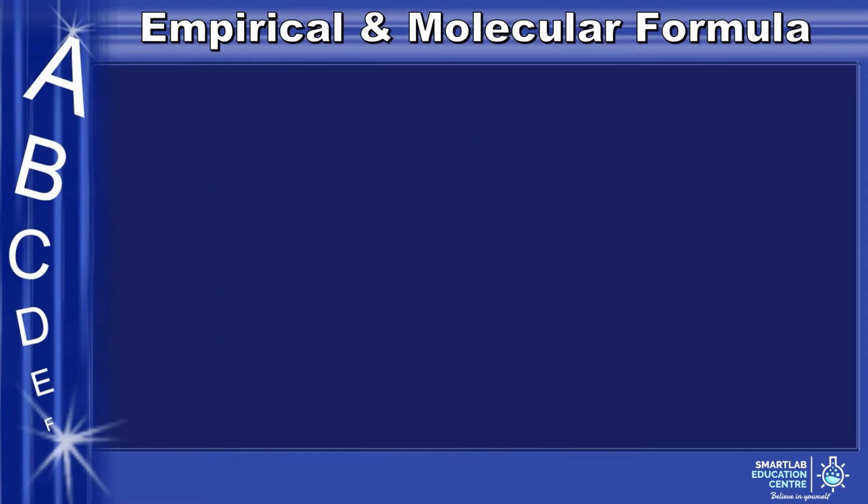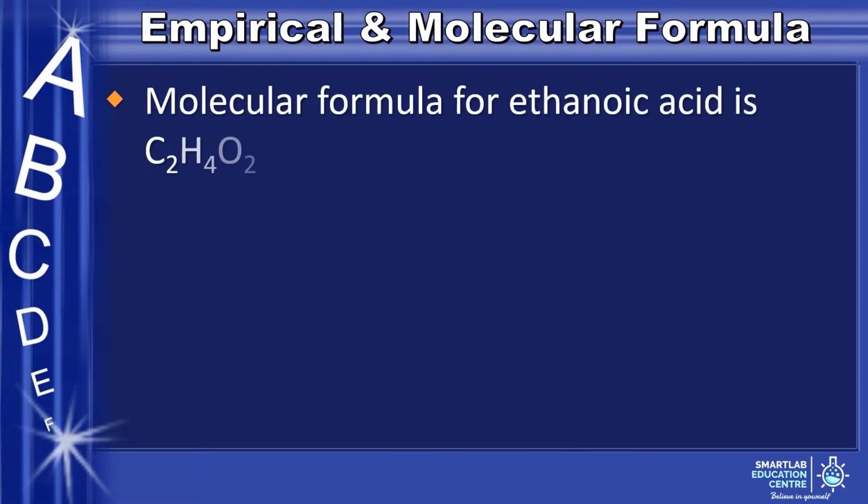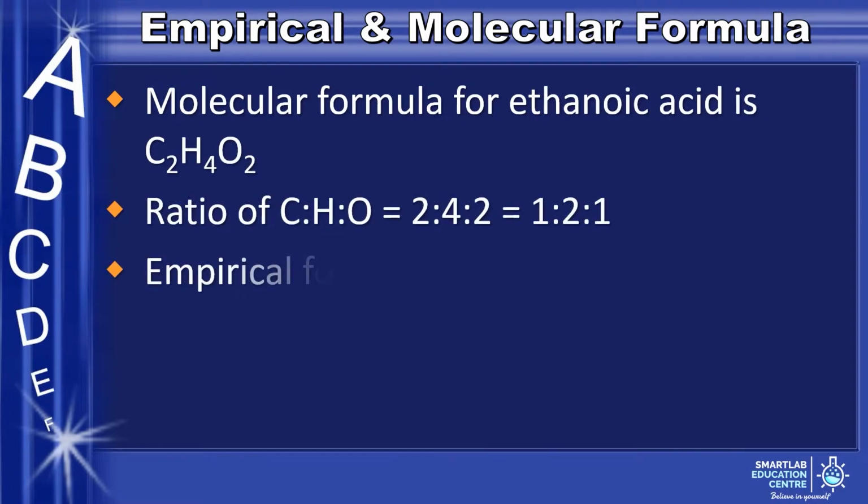Let's look at an example of ethanoic acid. The molecular formula for ethanoic acid is C2H4O2 and the ratio of C to H to O is 2:4:2, and the empirical formula for ethanoic acid will hence be CH2O.